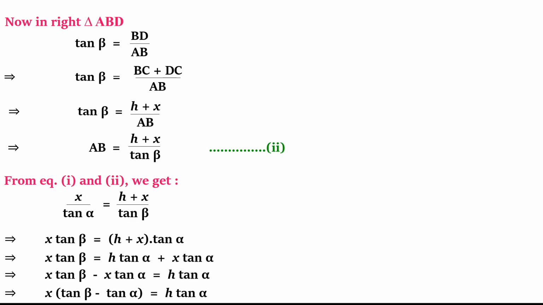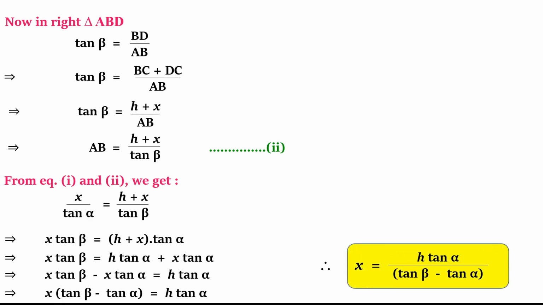So finally I can frame for x. x is what? The height of the tower. So x comes out to be h tan alpha upon tan beta minus tan alpha. So this is what we were supposed to prove. We assumed the height of the tower to be x, and x becomes equal to what has been asked. The height of the tower is equal to h tan alpha upon tan beta minus tan alpha.